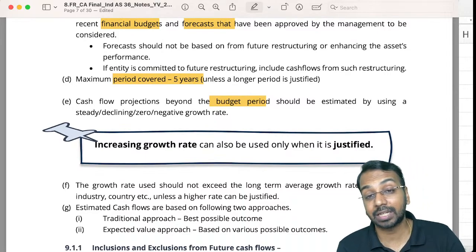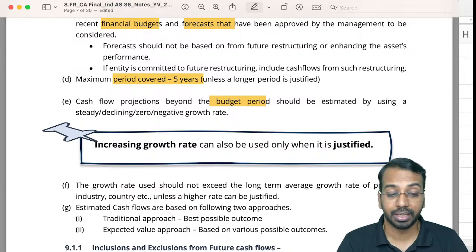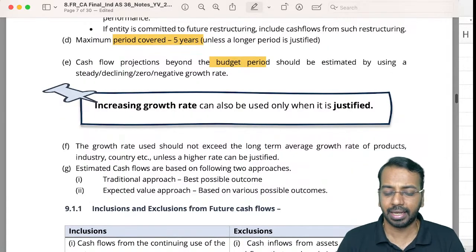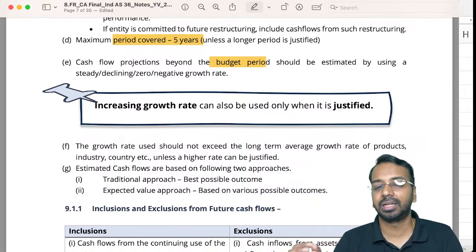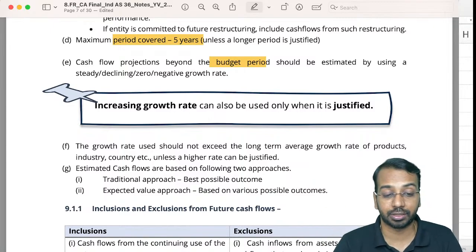So if you are saying that my cash flows will continuously increase at a very high rate, then it has to be justified. Then the growth rate should not exceed the long-term average growth rate of products in the industry. Again, what is the average growth rate in the industry? 10%. You can't say my business will grow by 25% unless we can justify that.